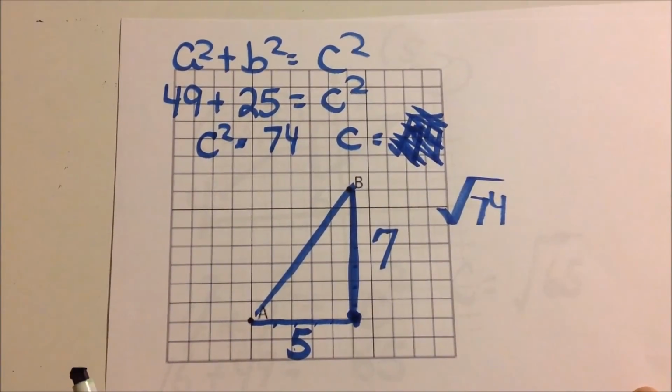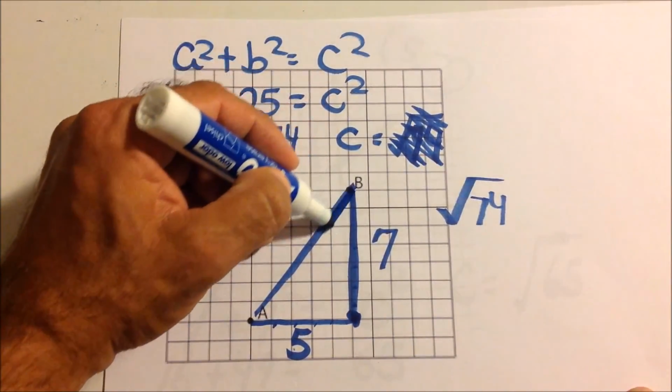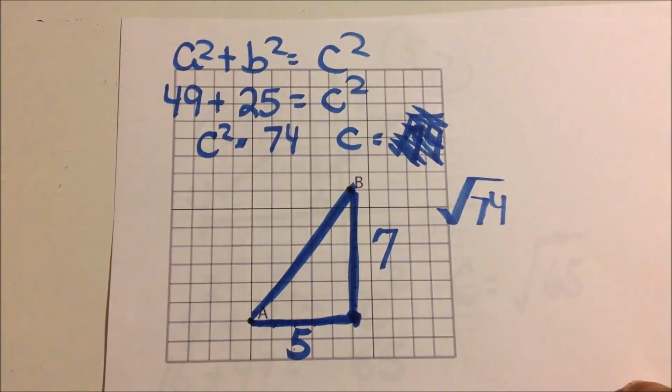Alright, so that's how we can use the Pythagorean theorem on the coordinate plane. Remember, we're only trying to get the diagonal. We can get the up and down lines using the unit boxes. Okay, great job.